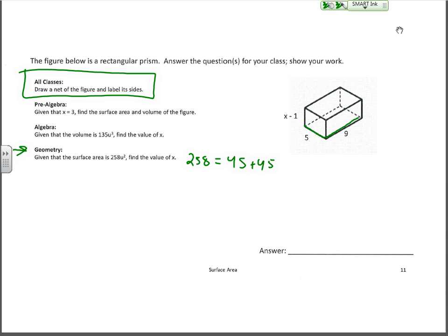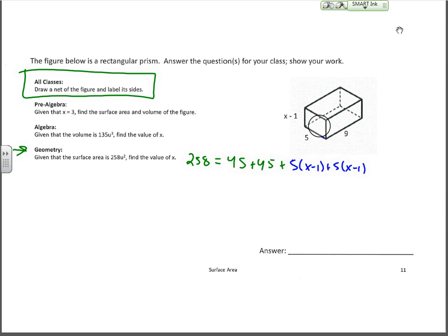So 45 and 45 there. But beyond that, things get a little bit trickier with that x minus 1. We've got the front and the back faces, which both have an area of 5 times x minus 1 and 5 times x minus 1. I meant to write that in blue. Let me write that in blue again here so we can follow along. 5 times x minus 1, plus 5 times x minus 1.